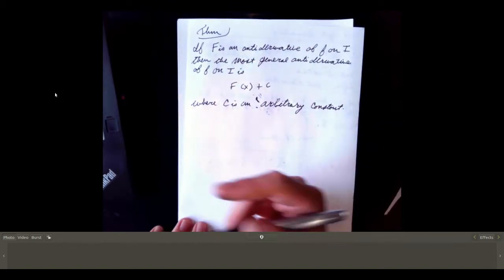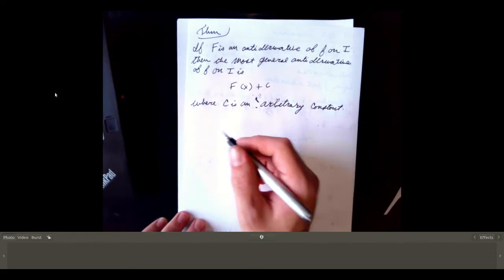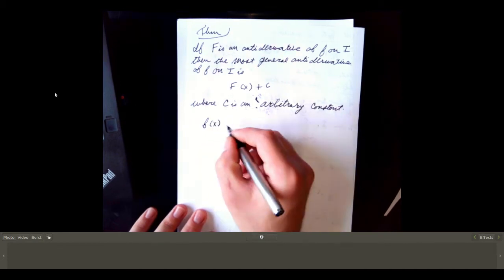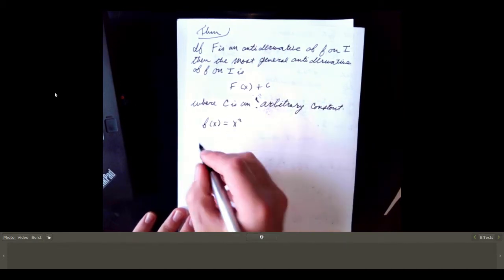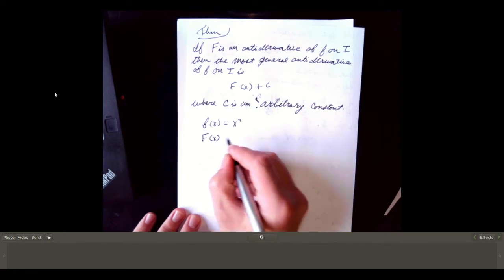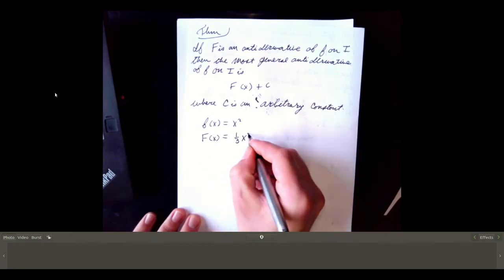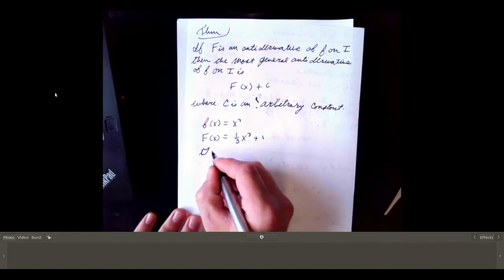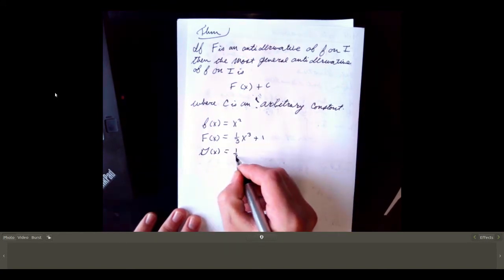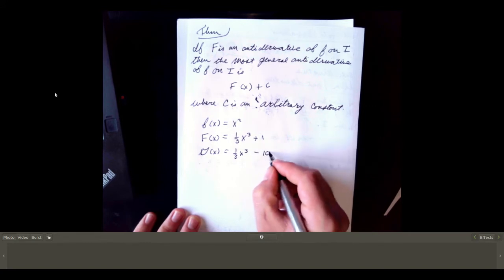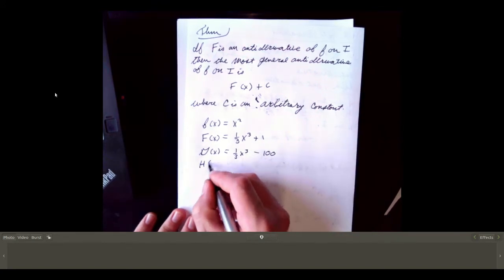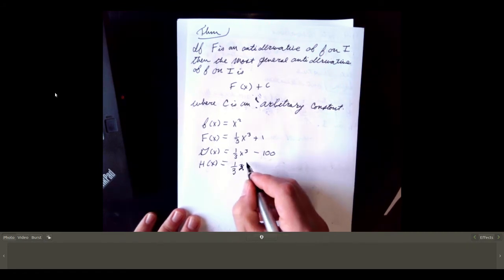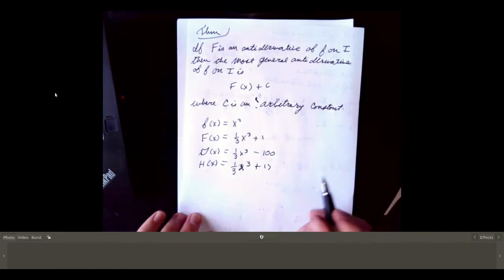So back to our previous example of x squared and 1/3 of x cubed. That's why when we have lowercase f of x being equal to x squared, we can have an antiderivative being 1/3 of x cubed plus 1. We can have an antiderivative, I'll call it g of x, being 1/3 of x cubed minus 100, or some h of x being equal to 1/3 of x cubed plus 17.